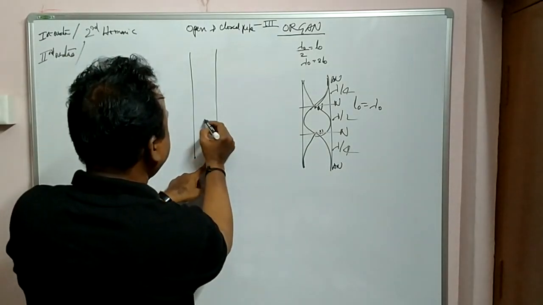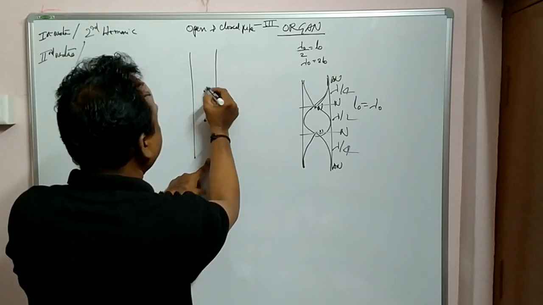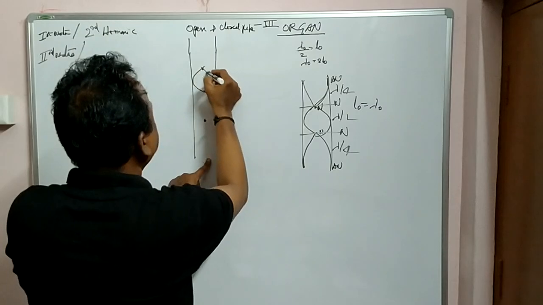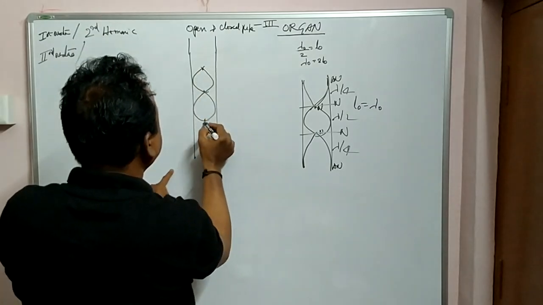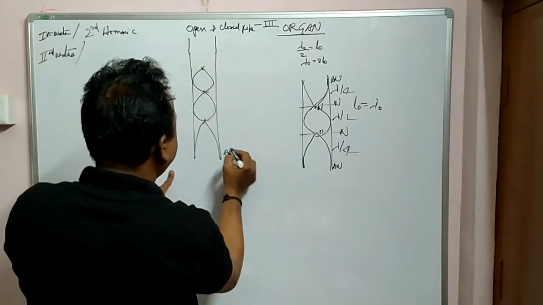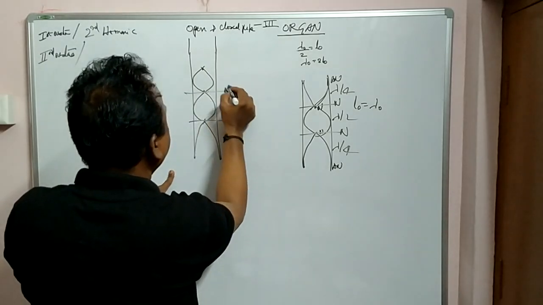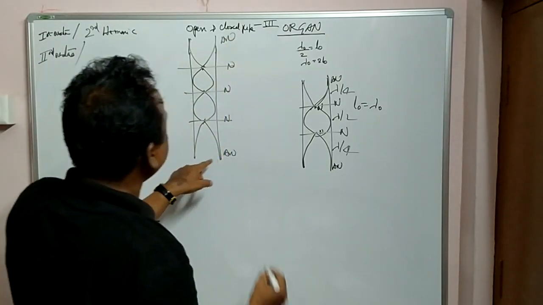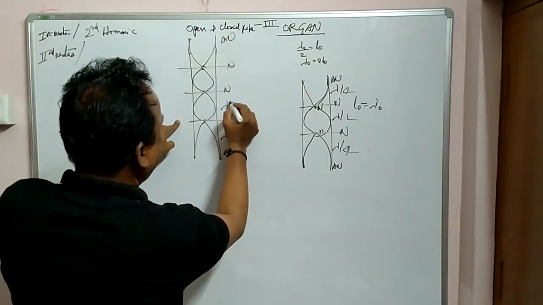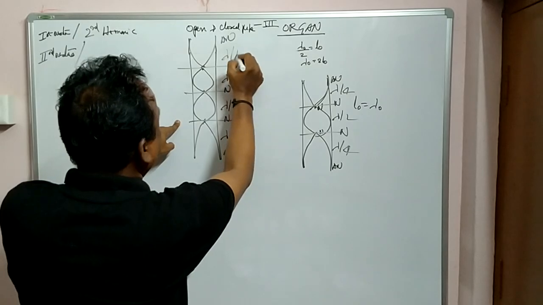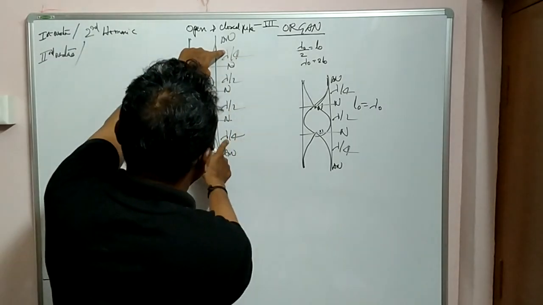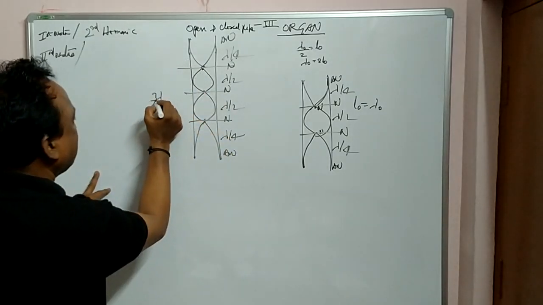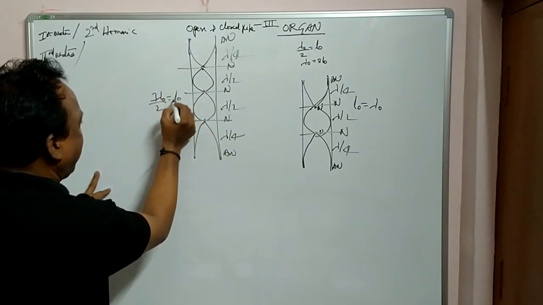Already you have seen here one node, second node, one more node is formed. Okay, see here: antinode, node, node, node, and finally antinode. So this is lambda by 4, lambda by 2, lambda by 2, lambda by 4. Lambda by 4 plus lambda by 4, lambda by 2, and this another lambda by 2. So 3 lambda by 2. This is the length of the open pipe.